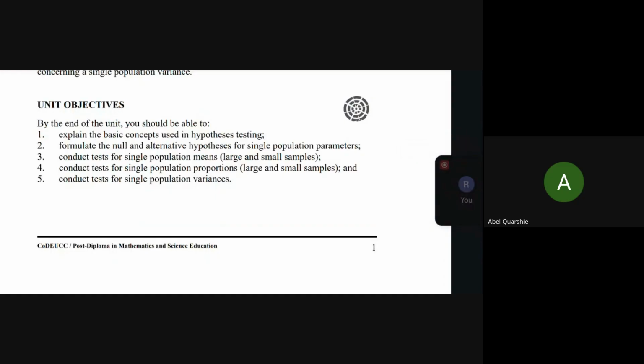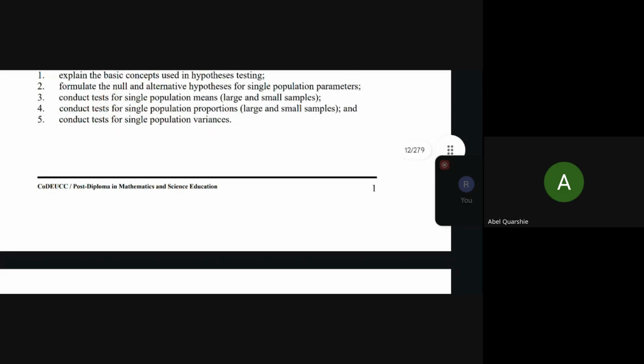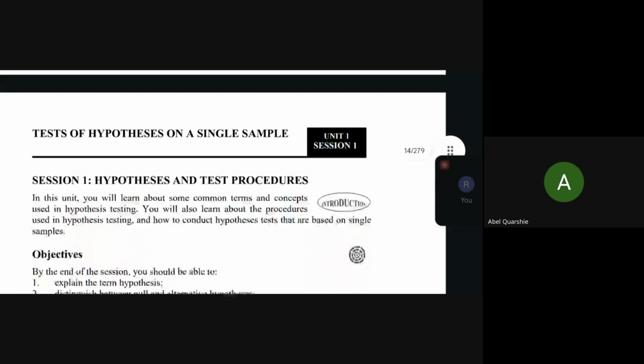So for Unit 1, by the time we are done, I'll ask you to explain the basic concepts when it comes to hypothesis testing. You should be able to tell me how we formulate the null and alternate hypotheses for single population parameters. Then if I have large and small samples, how do I conduct tests for a single population mean? Then with large and small samples, how do I conduct a test for a single population proportion? Then how to conduct tests for a single population variance. That is what we are going to look at.